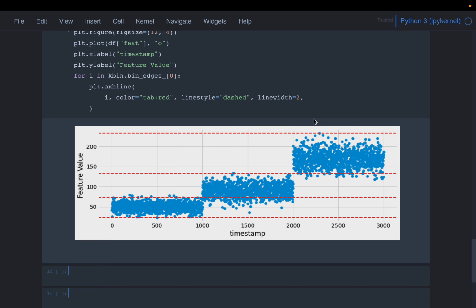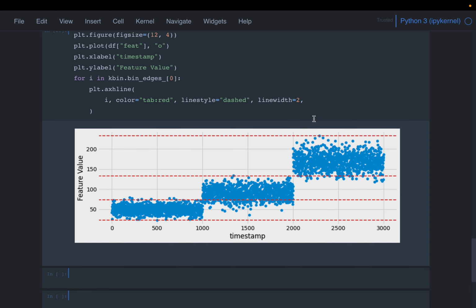Okay, that's how we can use the K-means algorithm to cluster the data into different groups, and we can use the group ID or bin number as a feature as well.